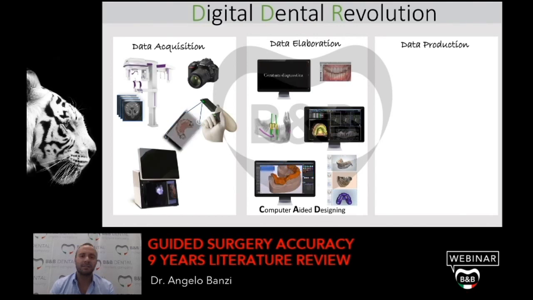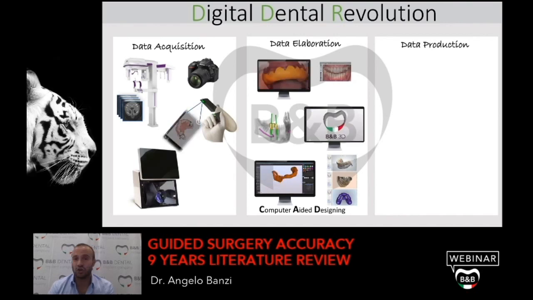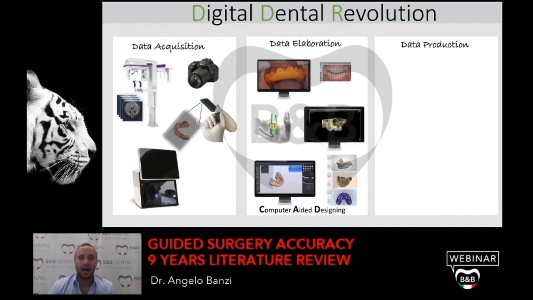CAD-CAM system. The CAD-CAM system is actually the technician working with this software, and with the CAD he is able to design the virtual image of the surgical template, but he will also be capable of virtually designing the prosthetic rehabilitation. After the elaboration comes the production.